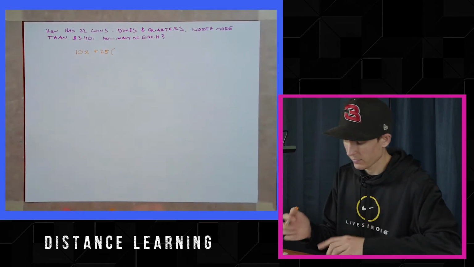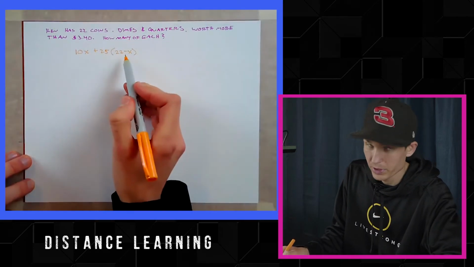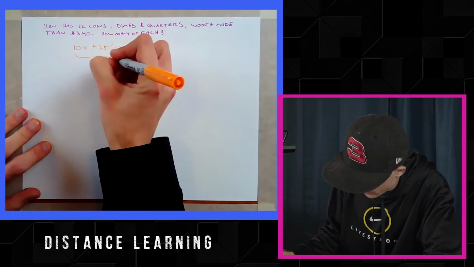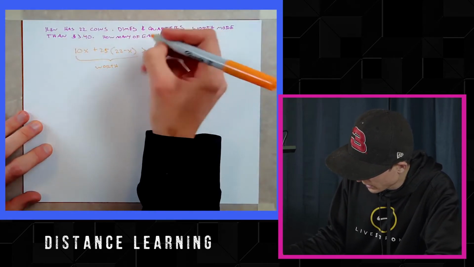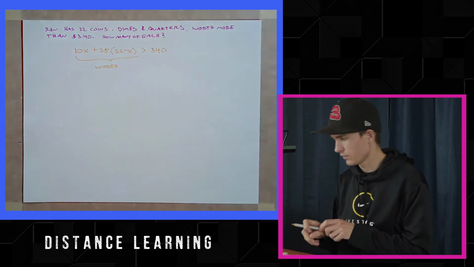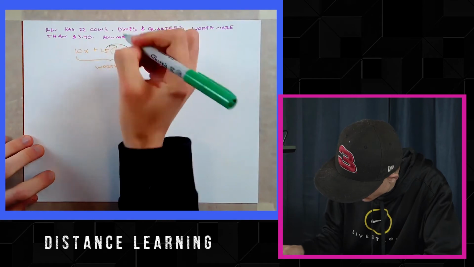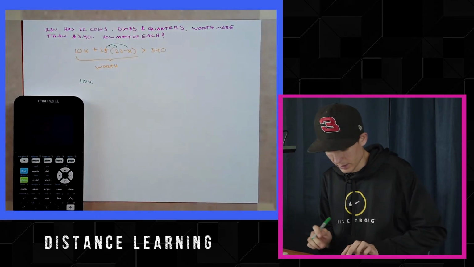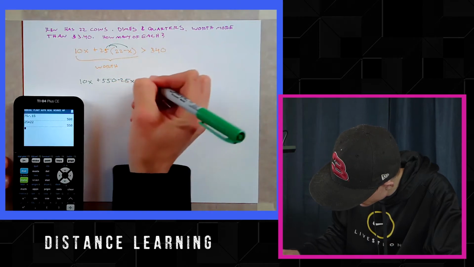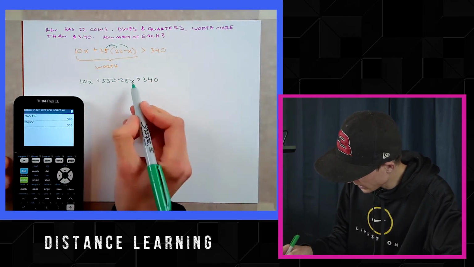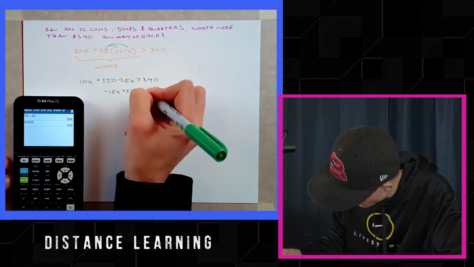So if I have 22 total coins, if I had X number of dimes, I have 22 minus however many dimes I have. So 25 cents times however many coins I have. This right here is my total worth of coins, and it is greater than 340 cents, $3.40. Okay, I got to distribute this. So I'm gonna copy down the 10x. 25 times 22 is 550. Minus 25x is greater than 340. 10x minus 25x is minus 15x. Plus 550 is greater than 340.